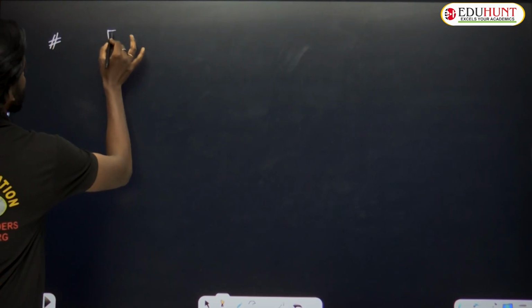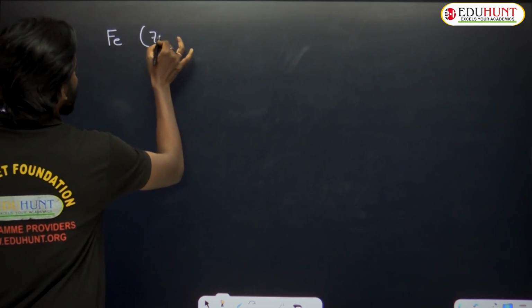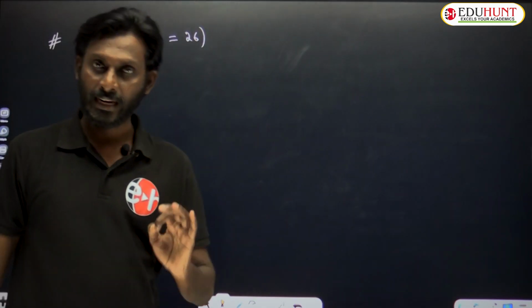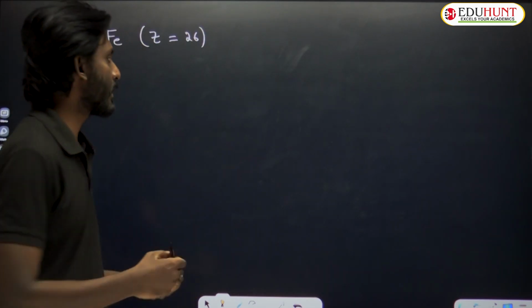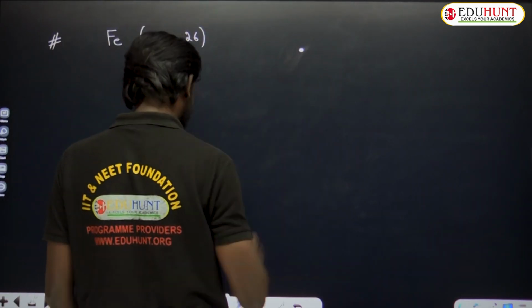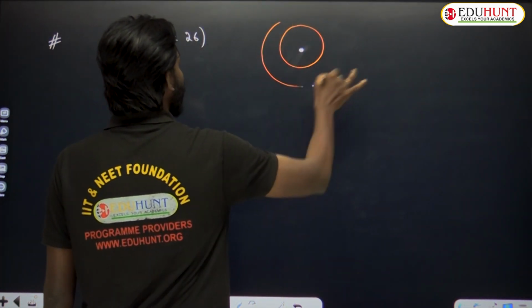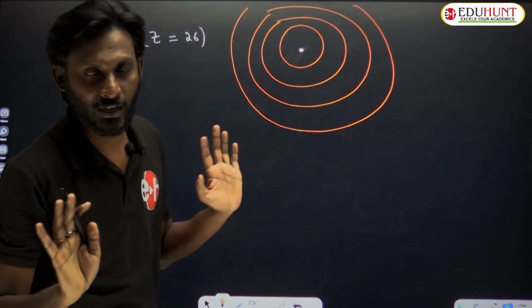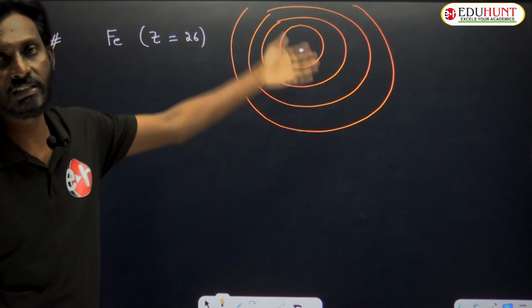See, you know what is the atomic number of iron? Atomic number of iron, Z is equal to 26. It means what? You have to arrange 26 electrons in the atom of iron around the nucleus. What happens? See, if this is the nucleus, around the nucleus there are first shell, second shell, third shell, fourth shell and so on. Okay, and what you need to do? You have to arrange 26 electrons in these shells.